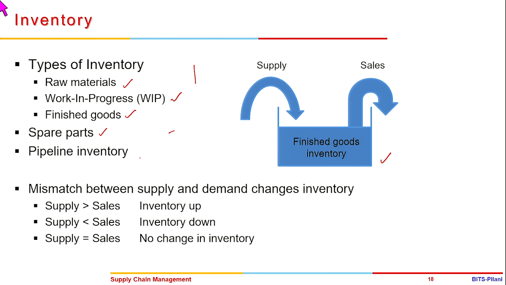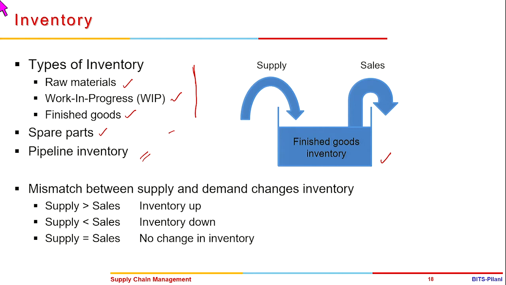Another kind of inventory is pipeline inventory. Raw material, WIP and finished goods inventory is what is there inside the factory. The inventory which is outside the factory, that is pipeline inventory. So pipeline inventory is that inventory which is on its way to come to you from supplier to the factory. The inventory or goods which are coming is pipeline inventory. Similarly, goods which have been shipped from the factory and are yet to reach their customer are also in the pipeline. So this is pipeline inventory.